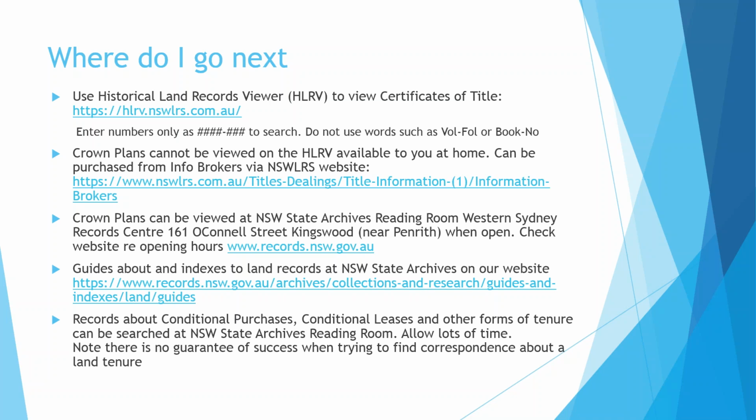Unfortunately, Crown plans cannot be viewed by you at home on the Historic Land Record Viewer. They can only be purchased from the information brokers or viewed here at the New South Wales State Archives reading room when we're open. So you might want to, when we're open, come and have a look at those before you actually purchase a copy, just to make certain that it's what you're actually after.